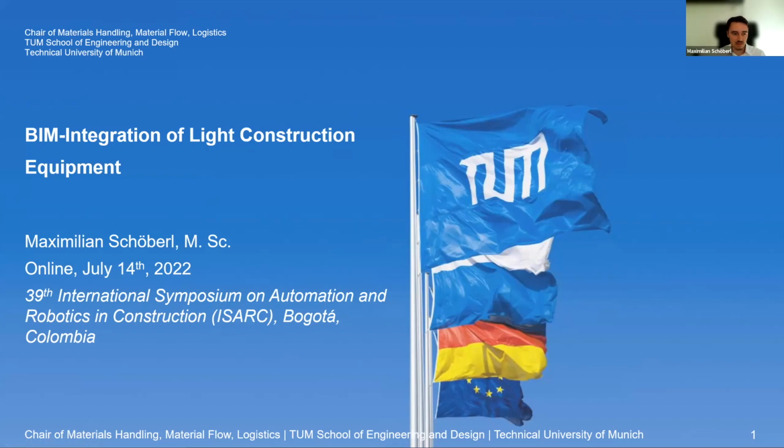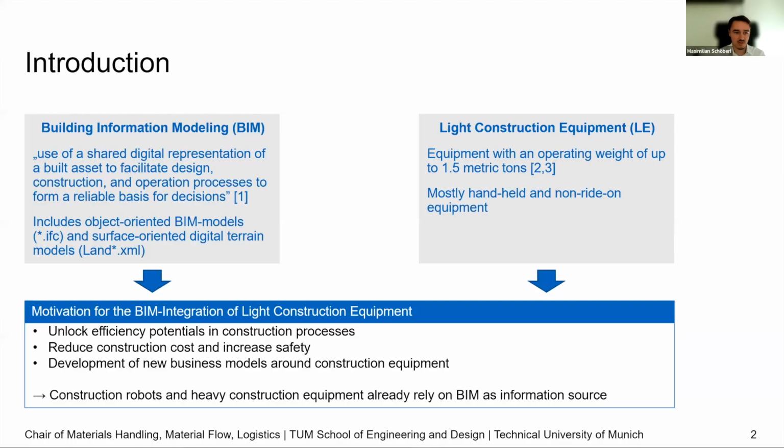First of all, I would like to start off with the definition of the two main aspects in our paper. The first one is building information modeling, or in short, BIM, which is the use of a shared digital representation of a built asset to facilitate design, construction, and operation processes to form a reliable basis for decisions. So in practice, that includes object-oriented BIM models, for example, in the IFC file format, and surface-oriented digital terrain models like LandXML. That's the first aspect of our paper.